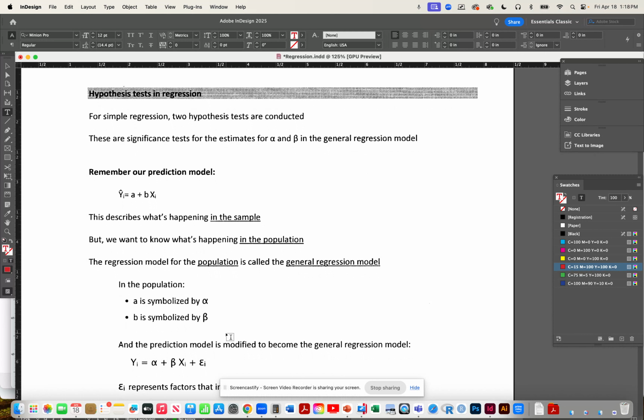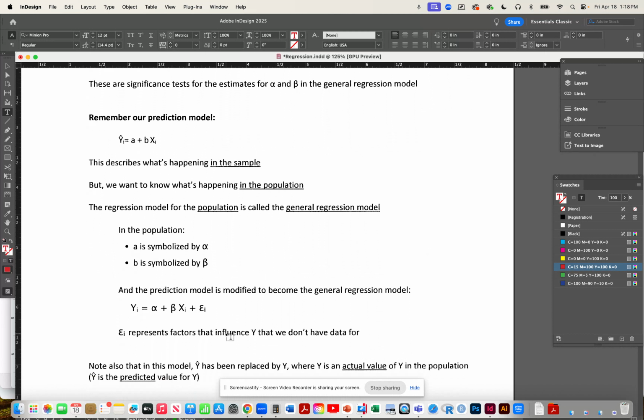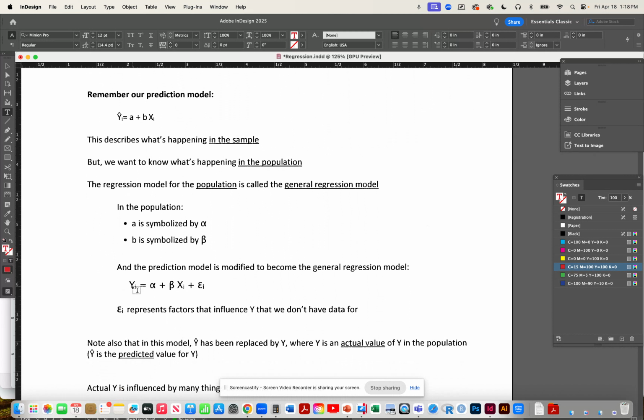And the prediction model is modified to become the general regression model, where we get something like this. Now notice that Y hat has been replaced by Y, where Y is an actual value of Y in the population. Y hat is a predicted value for Y. And then now we have alpha, where it used to be A, and then beta, where it used to be B, times X, plus we have this new thing right here.